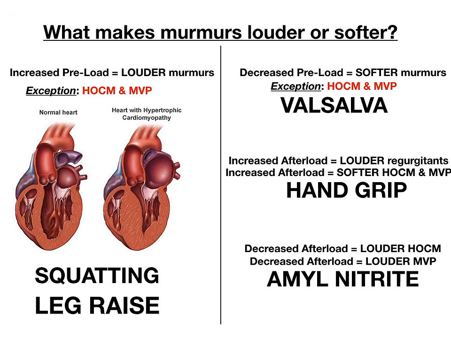So in HOCM, if you look at our picture on the left here, you see the normal position of the heart, but then the image just to the right shows the heart with hypertrophic cardiomyopathy. If you have less blood flowing through the heart, then less blood is there to push that septum back to its normal position. So HOCM sounds worse. In mitral valve prolapse, you have less blood to return the mitral valves back to their normal position. When you decrease preload, you do that via Valsalva. So you bear down.